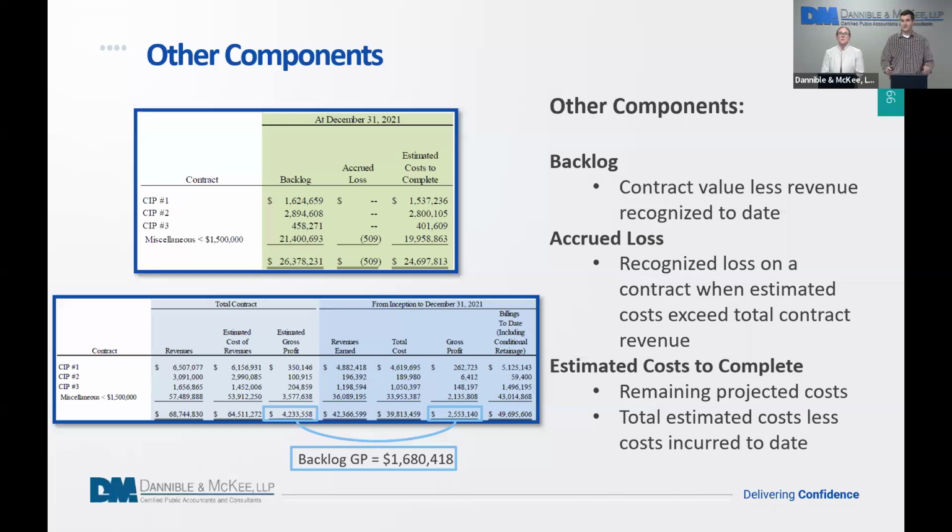Other components that might be analyzed through your WIP schedule is backlog, which again, is just taking the contract value less revenue recognized to date. Sometimes they might also look at the estimated gross profit less the gross profit to date. Accrued losses, again, you should recognize a loss on a contract when it's estimated that the costs exceed the total contract revenue, and you're going to do that immediately when it becomes management's estimate that the job is going to lose money.